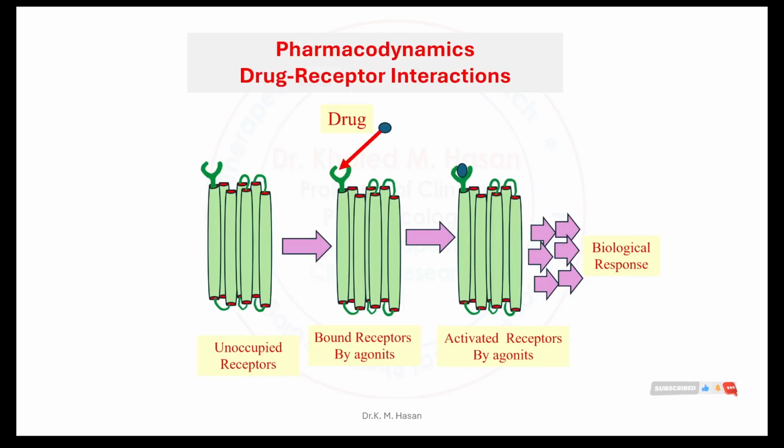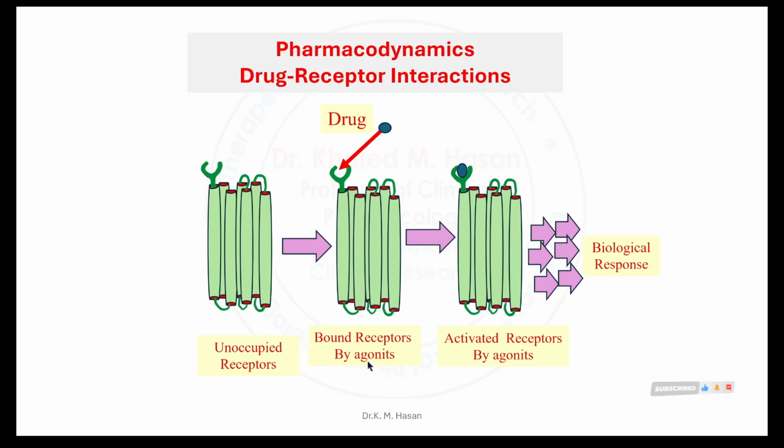Okay, in this slide we discuss the drug-receptor interaction, the concept of pharmacodynamics. As you can see, in the first part on the left side we have a receptor that is unoccupied, so there is no action. When you prescribe this drug, the drug will bind to the drug binding site on the receptor. So now we have a receptor bound to the agonist, to the medication.